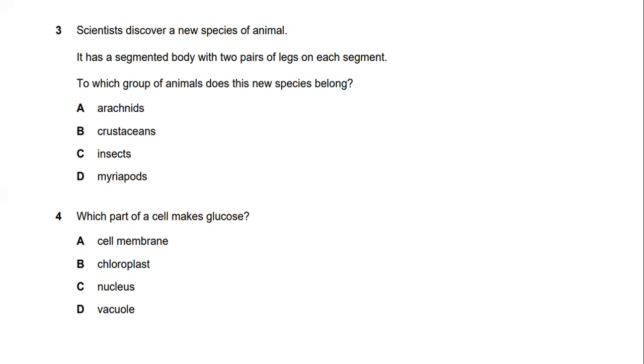Number 4. Which part of a cell makes glucose? Chloroplast. The process of photosynthesis happens at the chloroplast, whereby during this process, the cell uses carbon dioxide and energy from the sun to make sugar molecules and oxygen. So the answer is chloroplast.